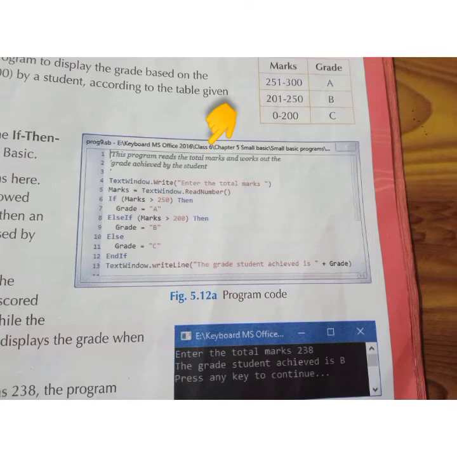So come to the fourth statement, TextWindow.Write("Enter the total marks"). So the system is asking us to enter the total marks. Within the double quotes we need to mention that. Then the fifth line, marks is equal to TextWindow.ReadNumber(). So it is retrieving the input value, I mean the total marks, from the user. So we are entering the marks.